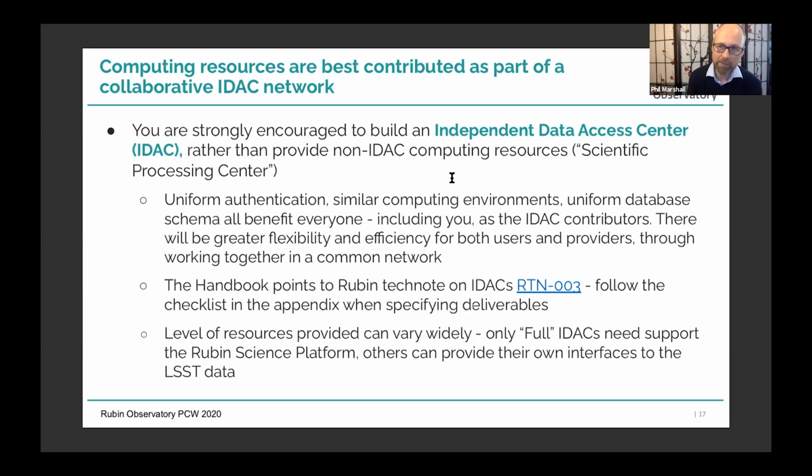So we're quite excited about the possibility of a network of IDACs. The level of resources you need to provide can vary quite widely. Only the full IDACs need to support the Rubin Science Platform, although it could be good if others want to do it. Other light IDACs can provide their own interface to the LSST data, and so may not need to provide as many resources. So do please check out that tech note and use that to guide your proposal writing.